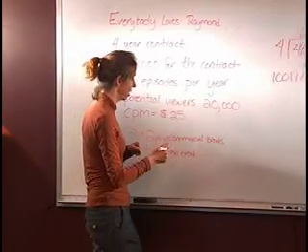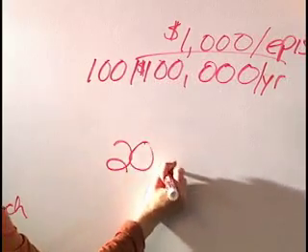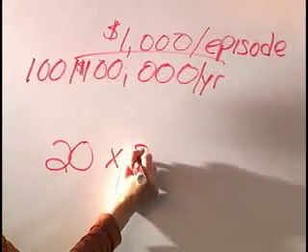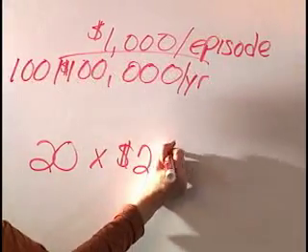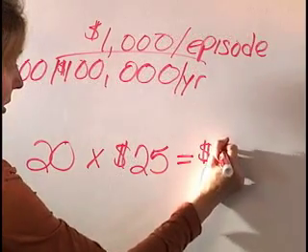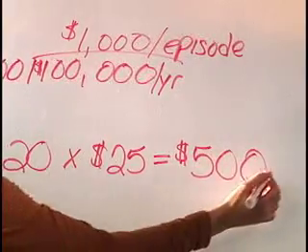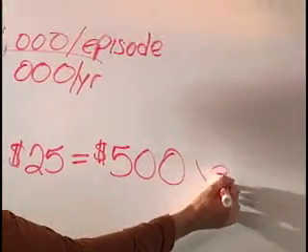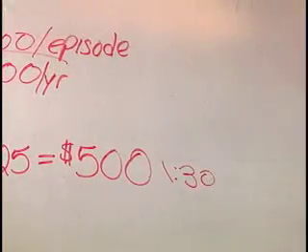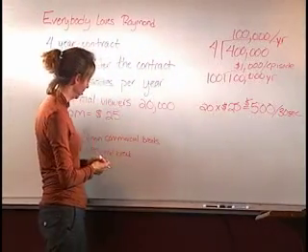So we're going to go back over here, take that 20 sets, which is how many thousands of people are watching. We're going to multiply it by our cost per thousand, which is 25. And if we do the math there, that equals $500 per 30-second commercial. Now, how many 30-second spots can we fill in this show?